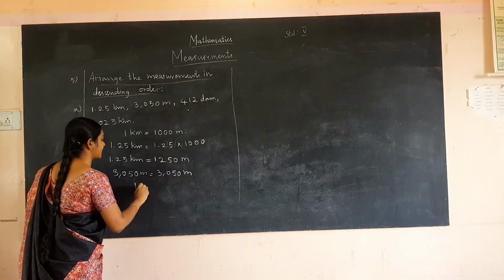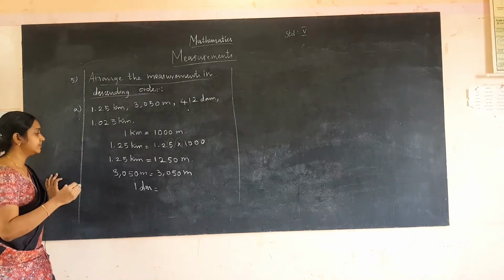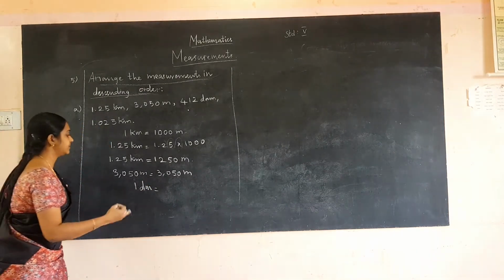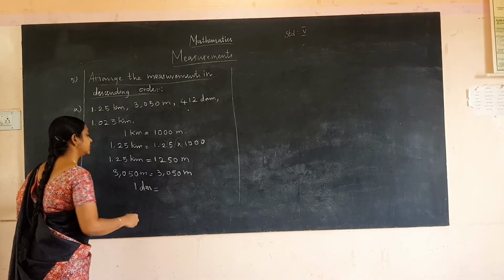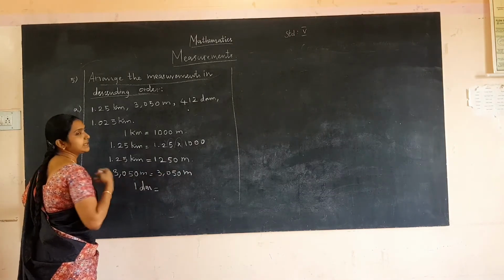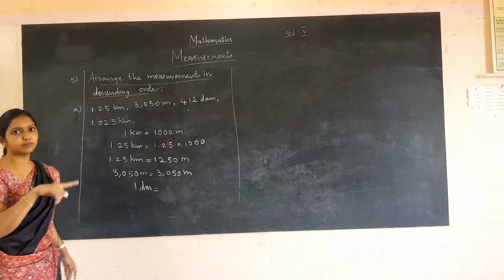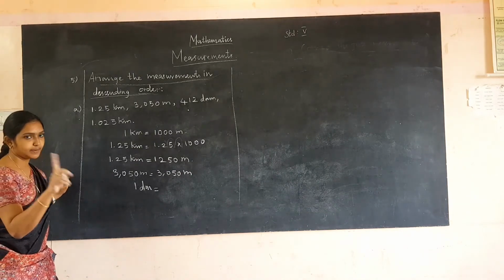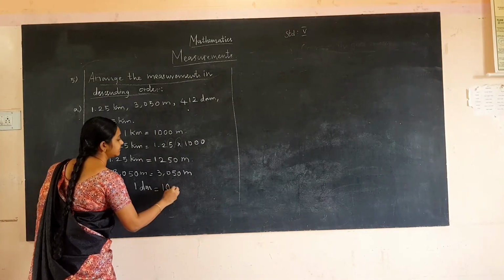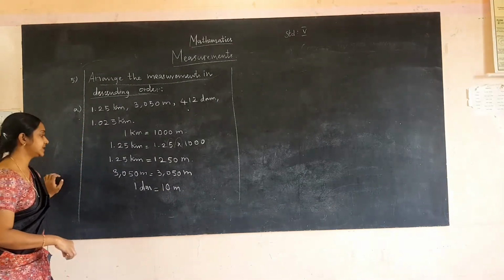Next we are going to convert decameter to meter. Decameter is greater while comparing with meter, so we are moving from larger to smaller. So we have to multiply. We are moving one place, so it is 10 meter. 1 decameter equal to 10 meter.